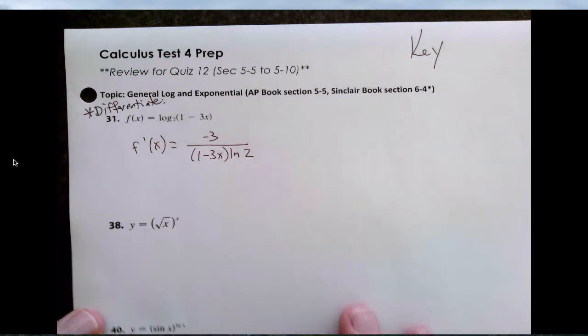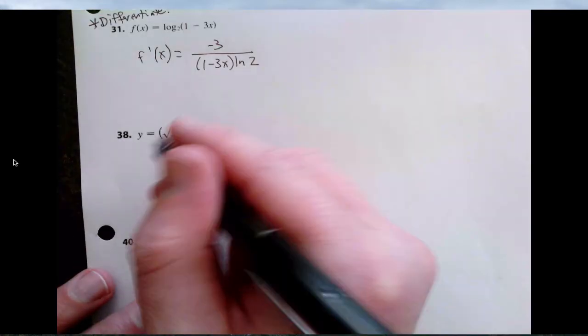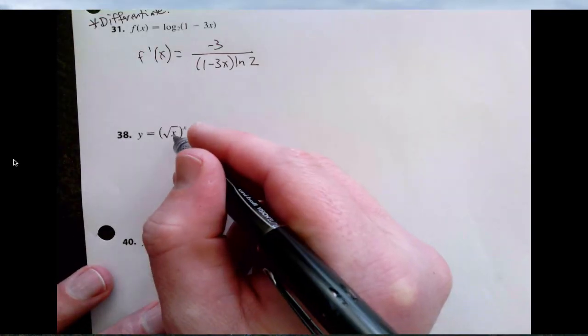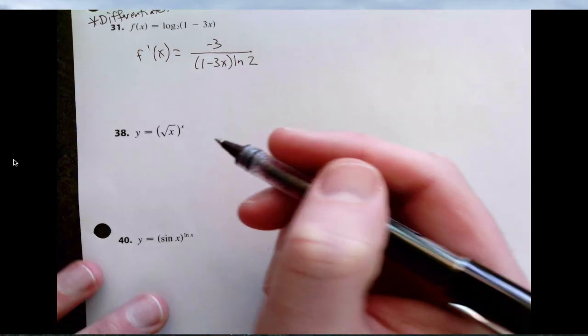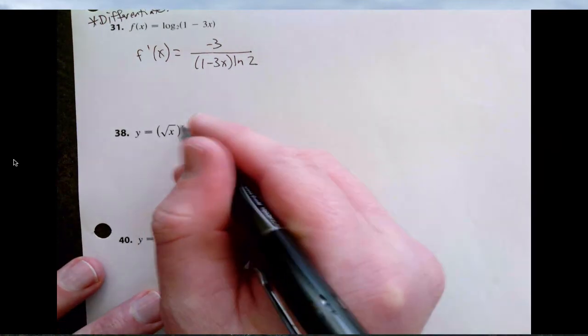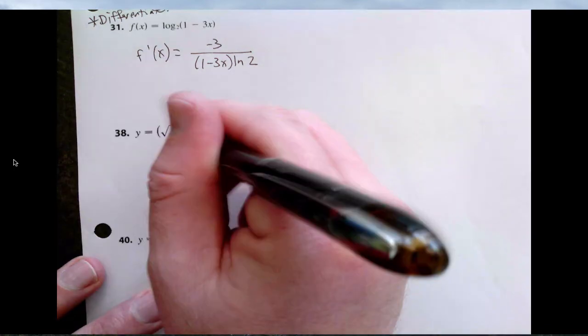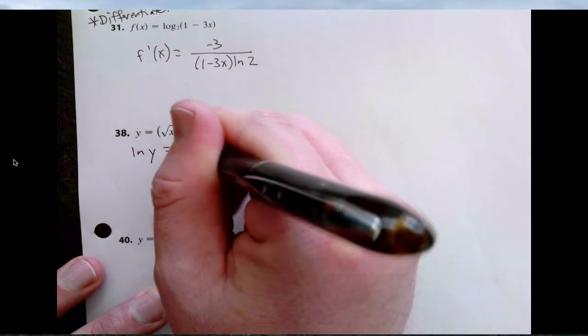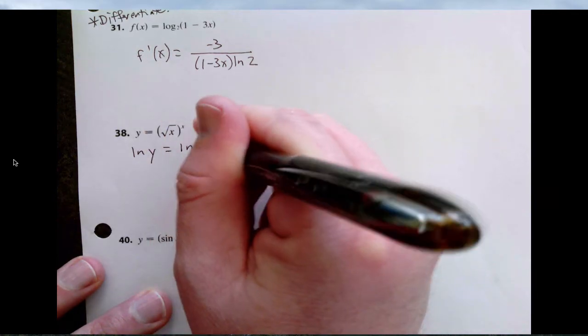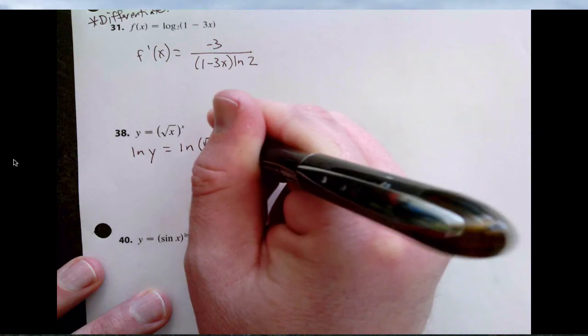All right, the next one, 38. Okay, this one's a lot trickier. This one has radical x to the x power, and this is kind of a difficult one. And the way we do this is we get this x off of the power. And anytime we have x stuck in a power and we don't want it there, we use natural logs. So I use natural log of y equals the natural log of radical x to the x power.